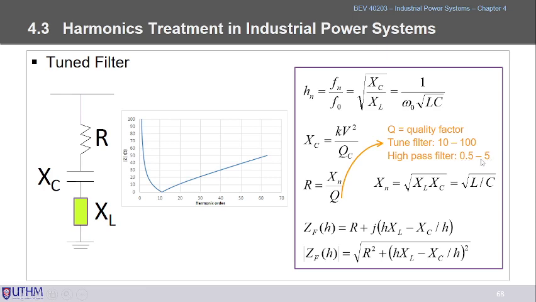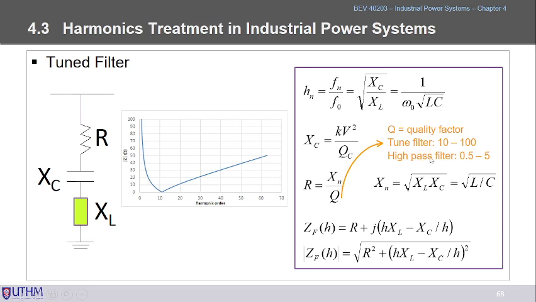So what you can learn from here is that if you have a lower Q, it means you tune at a lower order of harmonic, a lower frequency. Because the high pass filter only lets the higher order harmonics through.